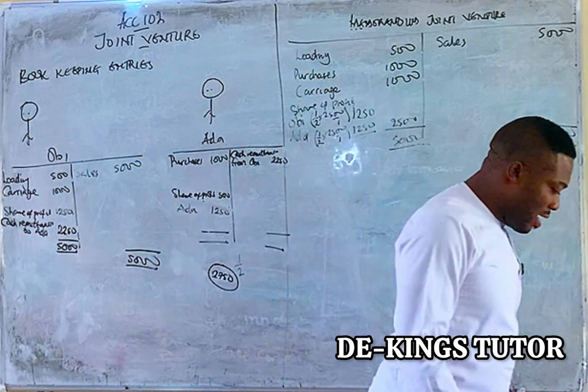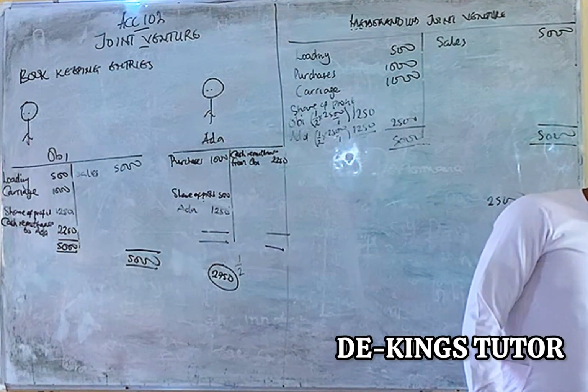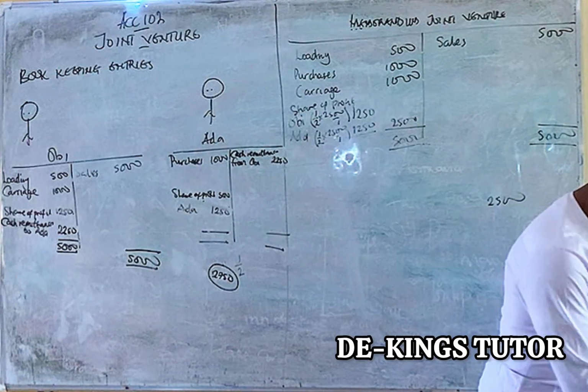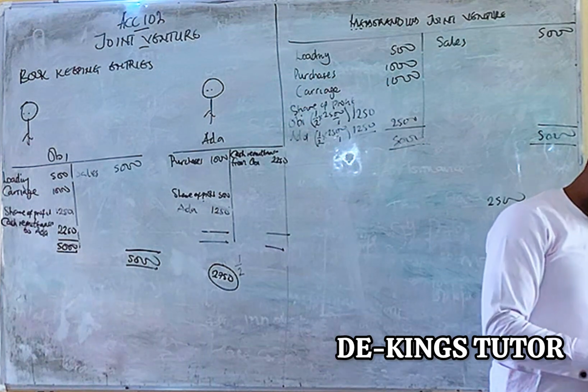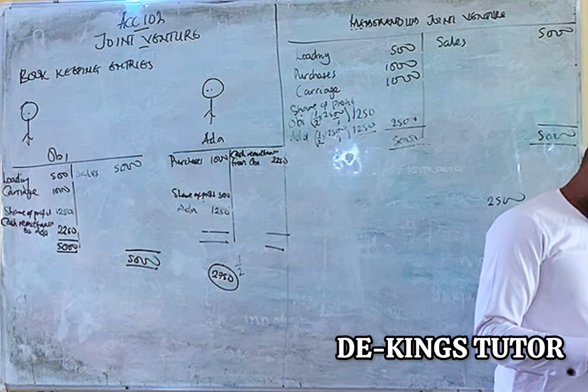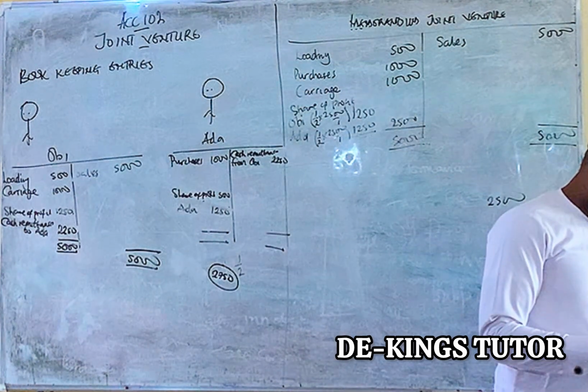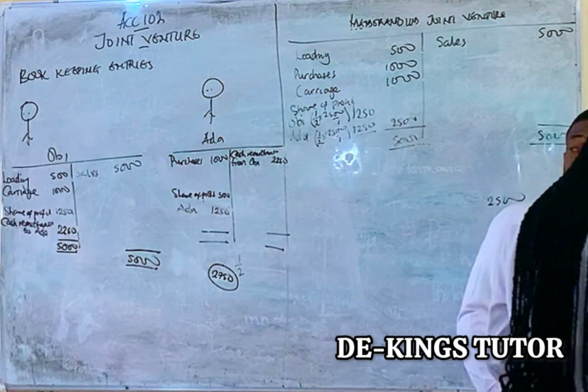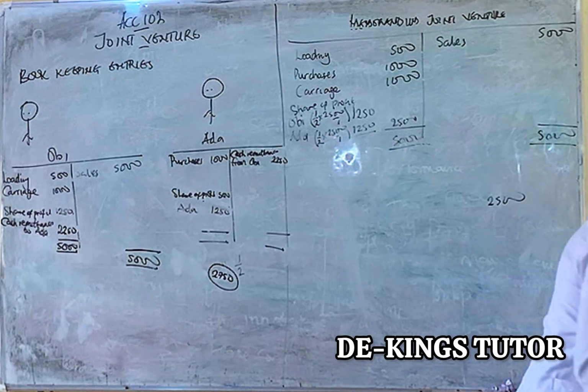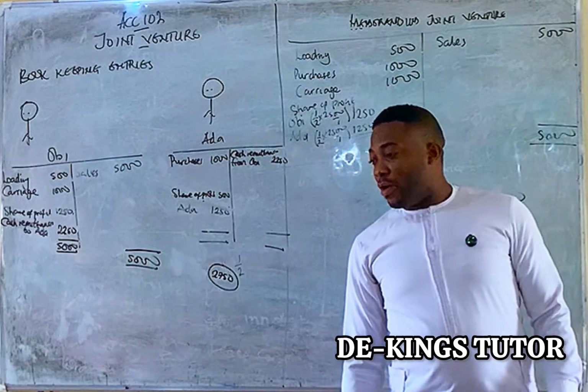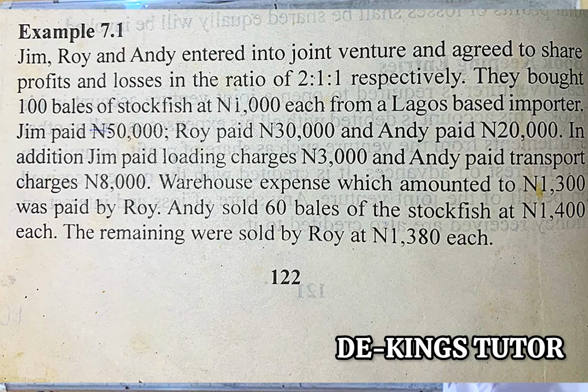Okay? Now let's see a question from our test. Are you there? From our test in page what? 122. You already have it in your textbook. Jim, Roy, and Andy is in your textbook. This one is 119. Okay, this is a new one.